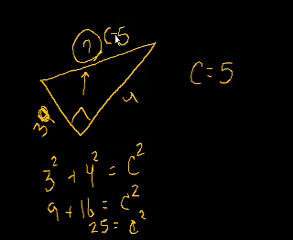So using the Pythagorean theorem, we just figured out that if one side is 3 and the other side is 4, we can use the Pythagorean theorem to figure out that the hypotenuse of this triangle has the length 5. Let's do another example.